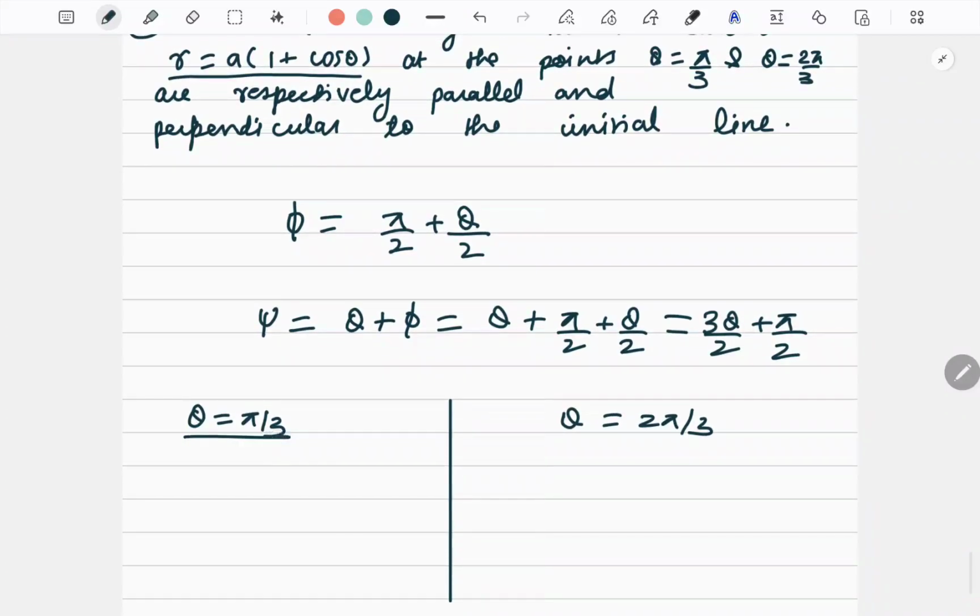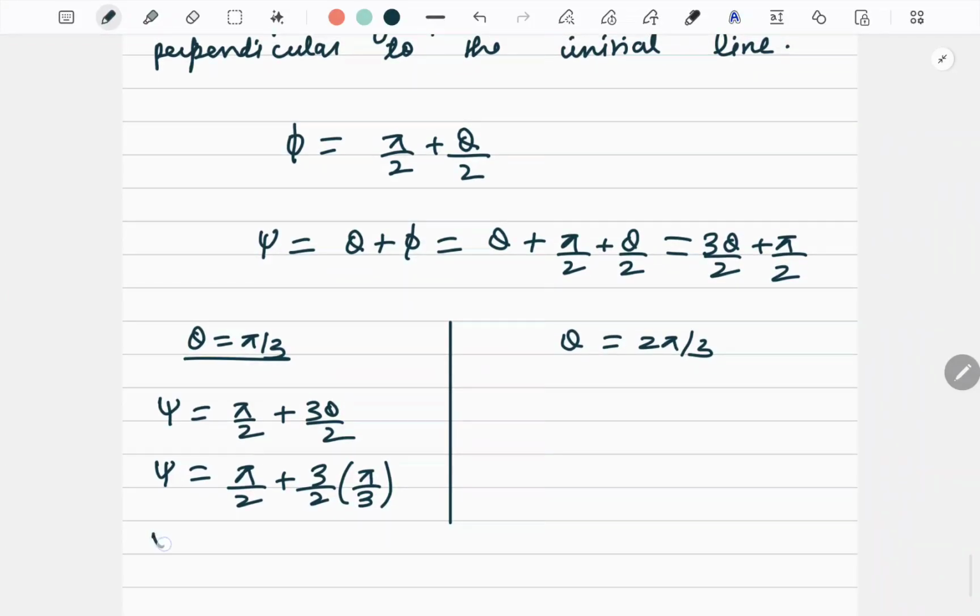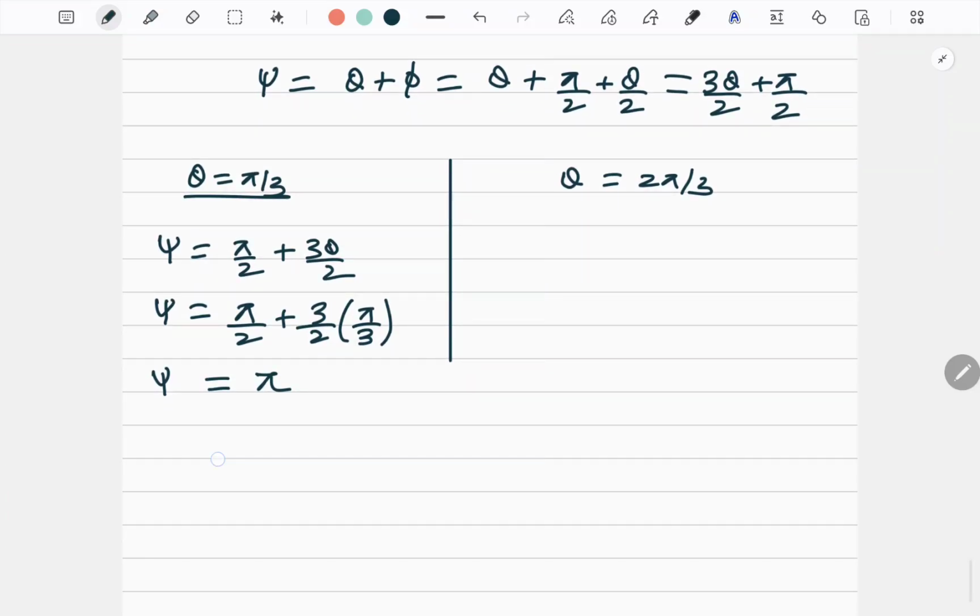Now when theta = pi/3, what is the value of psi? Psi = pi/2 + 3 theta/2, so psi = pi/2 + (3/2)(pi/3). This becomes pi, actually like the previous question where I made the mistake. Pi means what? When I started the module and drew the diagram, psi was here. Now if psi is 180, the line is like this, making angle 0. So I am done here.